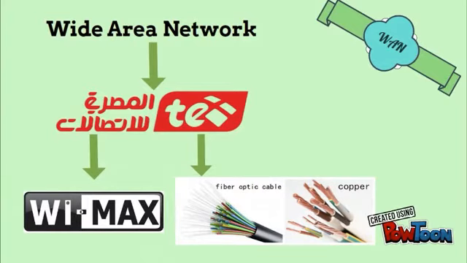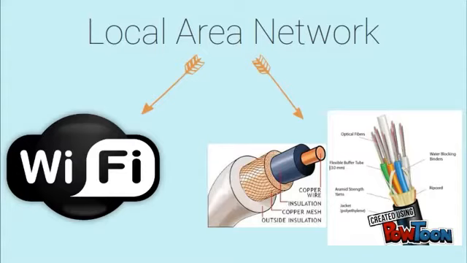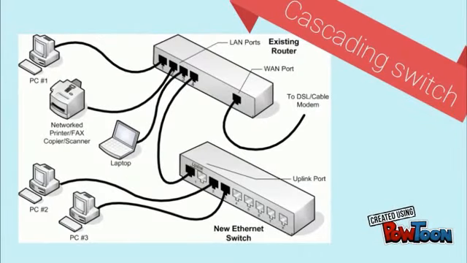WAN could be connected by 2 methods, either wired through fiber or copper cables, or WiMAX by using antenna from point to point. LAN is a local area network that connects 2 or more PCs through a switch. It could be connected by 2 methods, either wired by using copper or fiber cables, or wireless by using Wi-Fi. Sometimes the number of PCs are more than the number of available ports of the switch. Accordingly, in some cases, cascaded switches are needed.